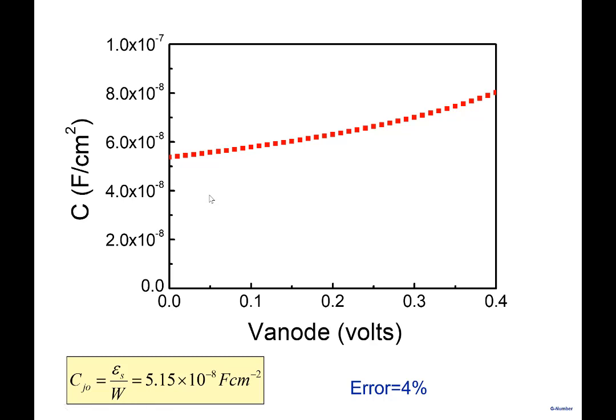So that's why everybody's using it. Depletion approximation is working very well. You get 4% error, which is fine. For an analytical expression, 4% error is pretty good. That's why everybody's making it.